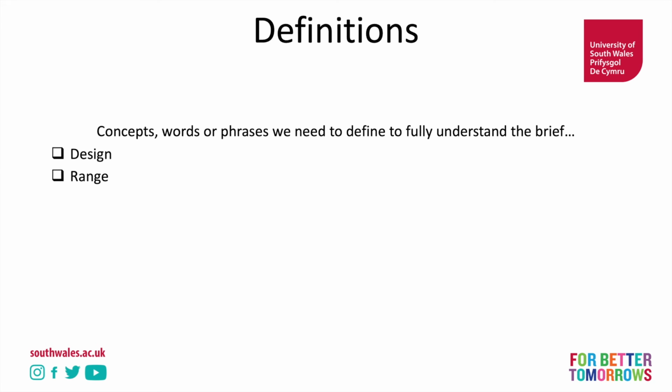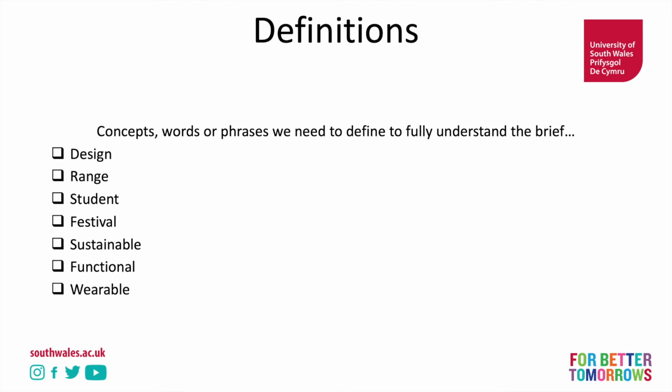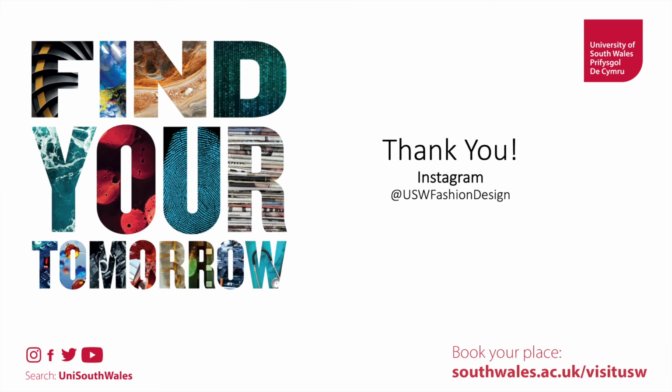How do we define range in the context of this brief? Is it a group of things? Is it a group of ideas? Is it a group of products? Is it a group of garments? How do we define a student? What is a student in the context of this brief? A person who attends an educational institution? A person who's learning things? What is a festival in the context of this brief? Now, there's all different kinds of festivals in the world, so we need to define what that is for us. What does sustainable mean for this brief? How do we define function for the purposes of this brief? What is wearable? How do we define a garment? Lots of things to think about.